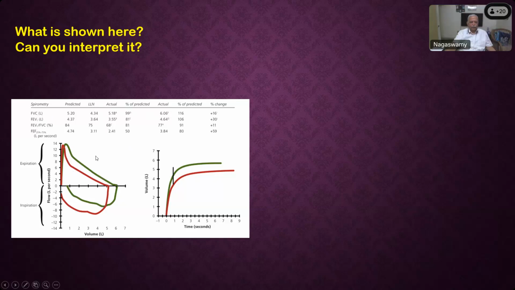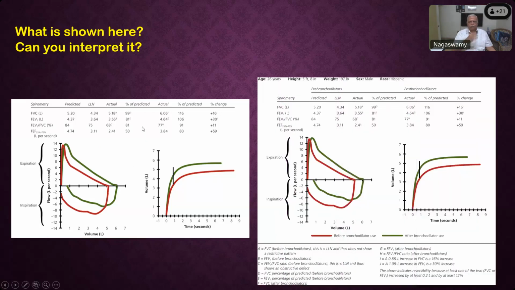It's a part of the dynamic test, FVC, FEV1 and all, no? So this is a pulmonary function test report. And why have they given two values and two color graphs? Answer is this. Okay. So this is a pre and post bronchodilator result. This is a pulmonary function test done to assess the effect of bronchodilators.